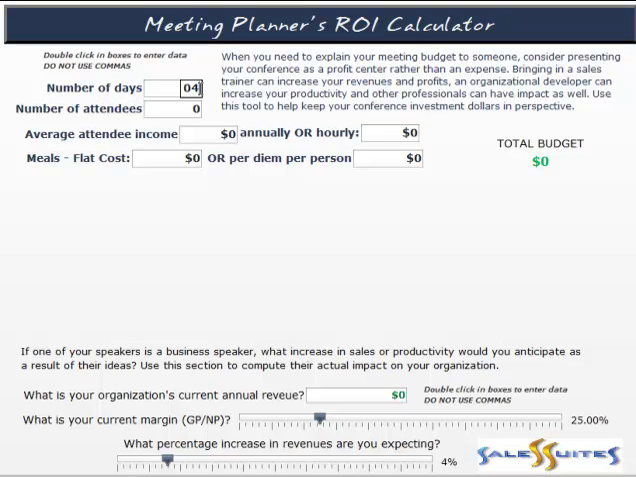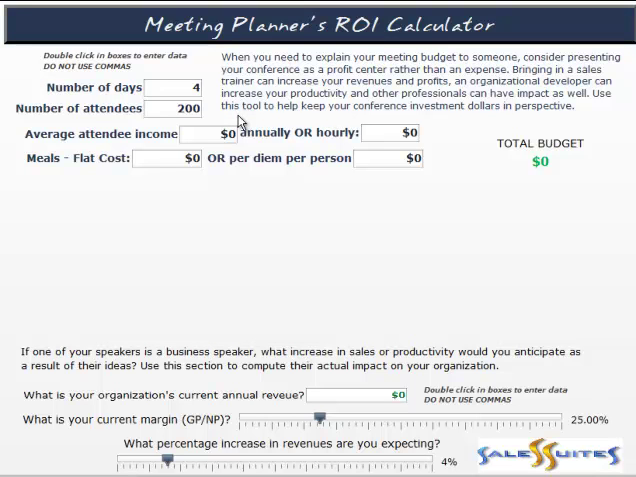And let's say this is a 4-day conference, and then you ask them how many people are coming. And let's assume, for the sake of the demo, they have 200 people coming to their conference. This information simply gives the calculator some baseline data that it needs to make its future computations.